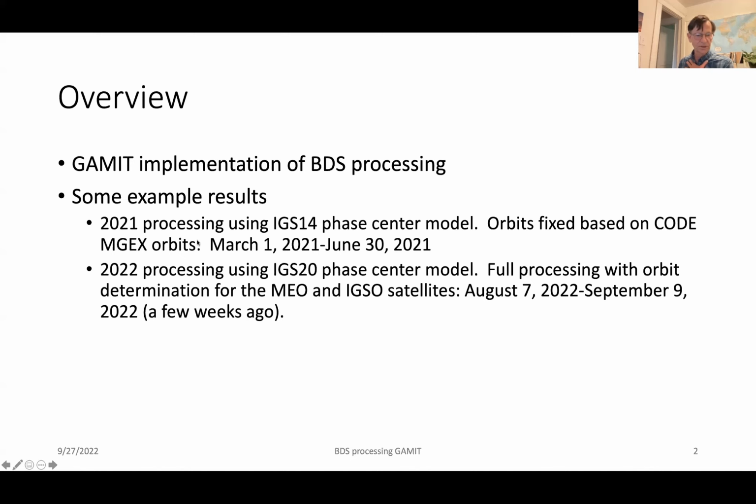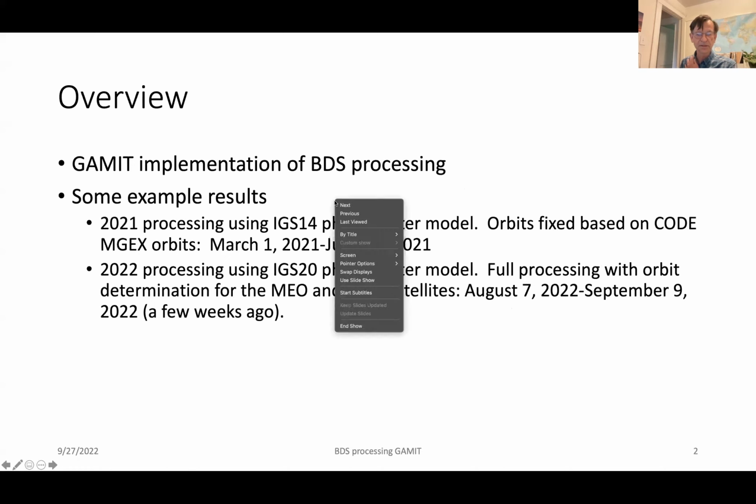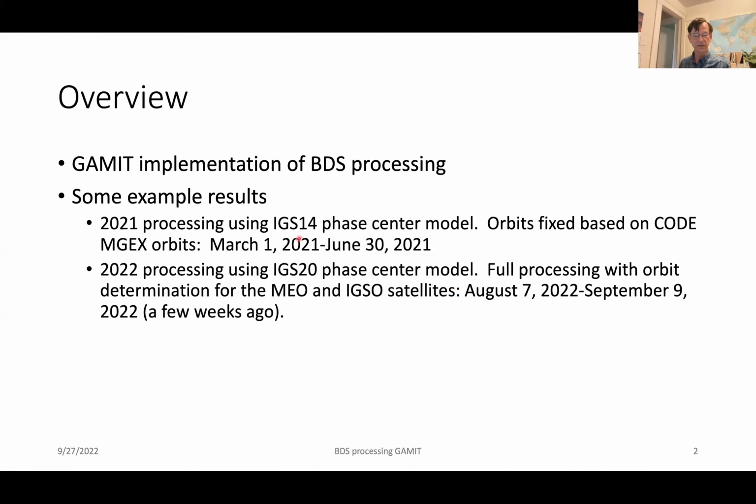There are two sets we're going to show. One is from 2021, which uses the IGS 14 phase center models. For this processing, we are keeping the orbits fixed based on CODE, the European Center for Orbit Determination in Europe. This is from March of 2021 up until June 30th of 2021, when the full BDS-3 and BDS-2 systems are both available, so we have typically 37 satellites per day in the processing.